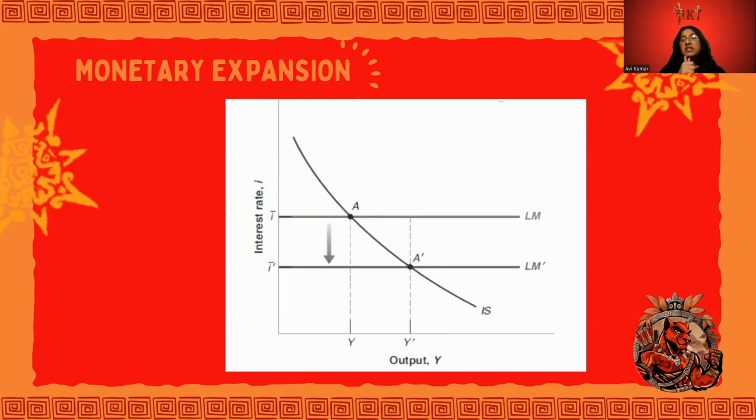And here we have monetary expansion. Just what I said, the LM curve shifts down. You can see that the equilibrium has now shifted to the right, and my output has also shifted to the right. So there is an expansion in my output.